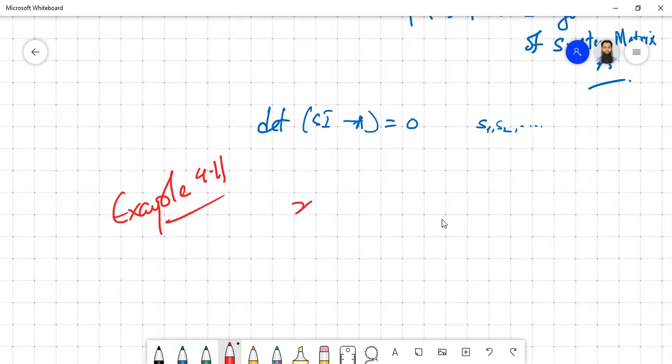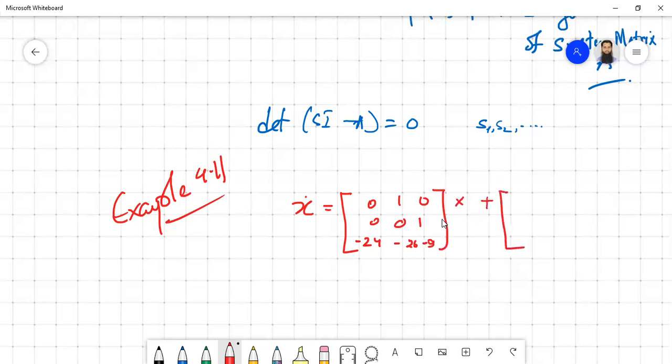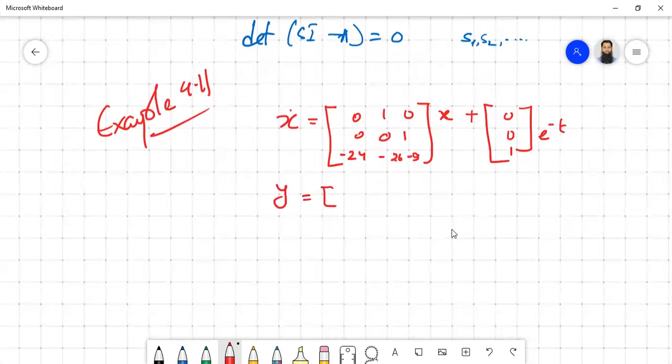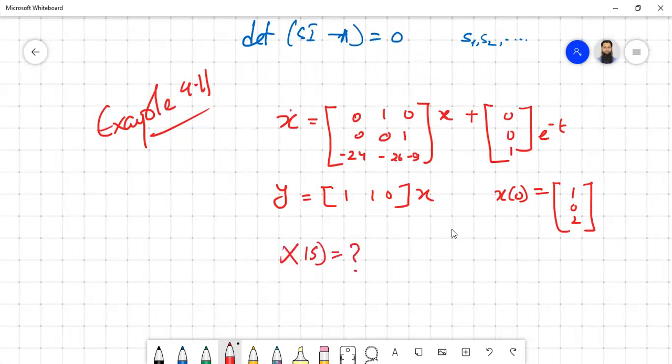The state equation is given, x dot equals the matrix 0, 1, 0; 0, 0, 1; minus 24, minus 26, minus 9, so basically the one that we derived in the last class. Now, something new is the input, given as 0, 0, 1 times e to the power minus t. The output equation is y equals [1, 1, 0] x. Initial conditions are also provided, x(0) is [1, 0, 2]. So what they want is to find X(s), and in turn, Y(s).